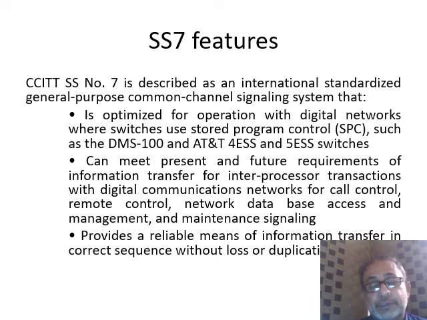What were the features of this signaling system number 7? It is internationally standardized as a general purpose common channel signaling system. It is basically a data communication or a data packet network, but its sole purpose is to provide the communication of signals for telephony systems from one end to the other, which would include exchange to exchange signalings also.